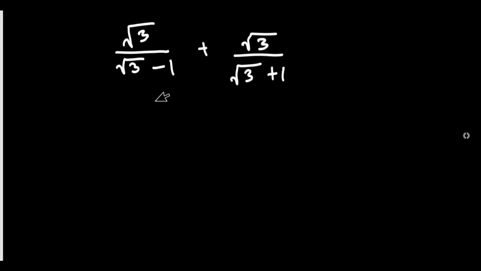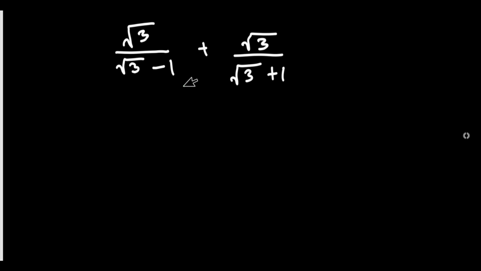In this video, we're going to simplify fractions involving radicals. So let's go ahead and simplify this problem right here. We have two different fractions and we are supposed to combine them. A quicker way to simplify this problem is to make sure we have the same denominators.